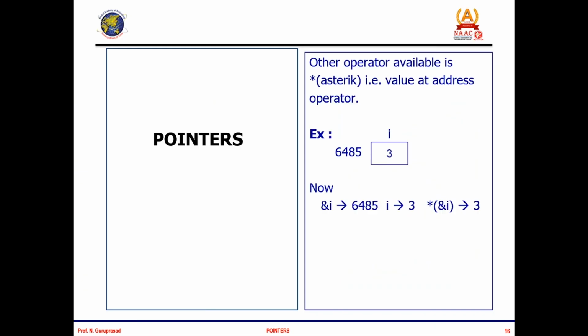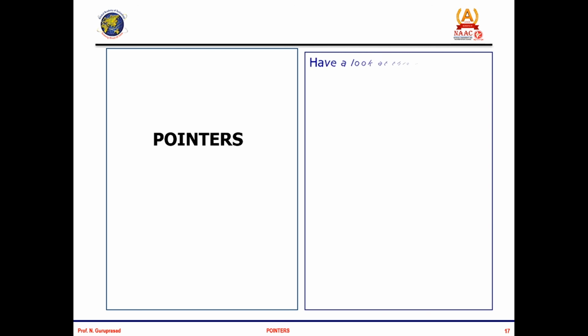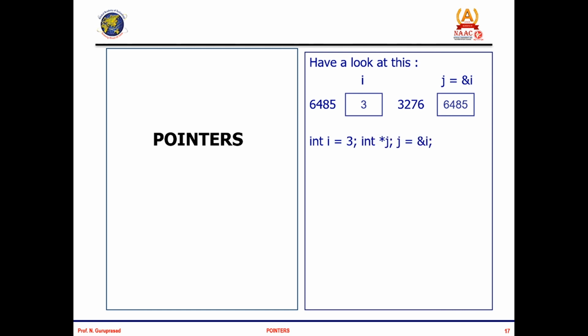So that's what we have seen. Have a look at this particular code. I have variable i as 3, address of i is 6485, address of j is 3276, but j is ampersand of i. So address of i goes and sits in j, so j is 6485. I have a couple of declaration statements. The first one is int i equal to 3. The second one is int star j, which means j is a pointer variable. And then you have the statement j is equal to ampersand of i.